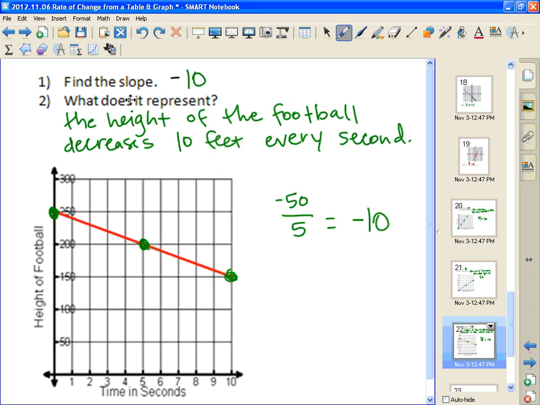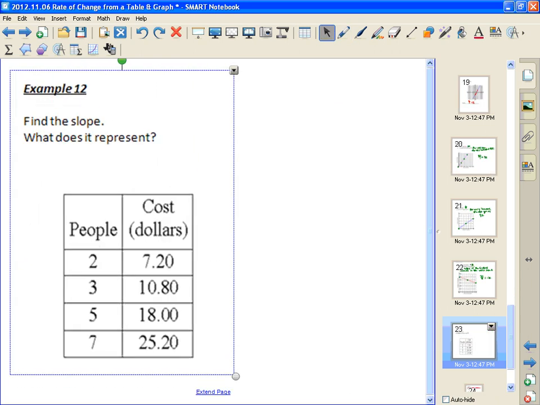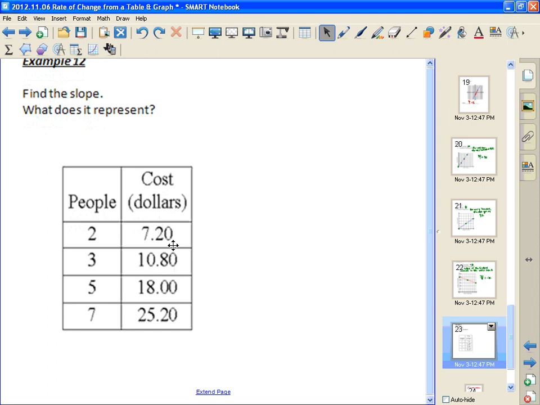And then for our very last example, we have a table, but you basically still do the same thing. Slope is change in y over change in x. So here I'm going to see from 720 to 1080, the change is $3.60. From 1080 to $18, it changes by $7.20. And from 18 to 25.20, once again, it changes by $7.20.